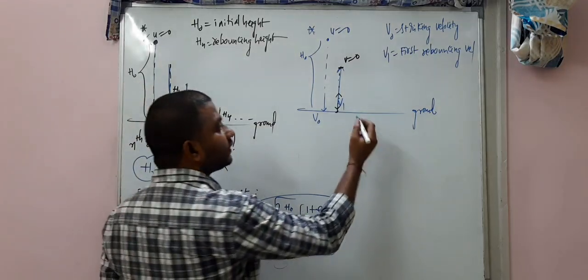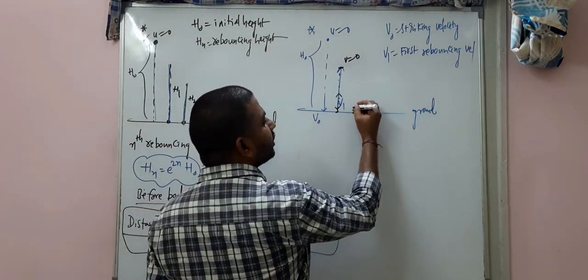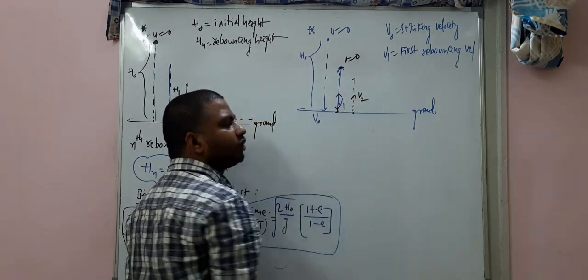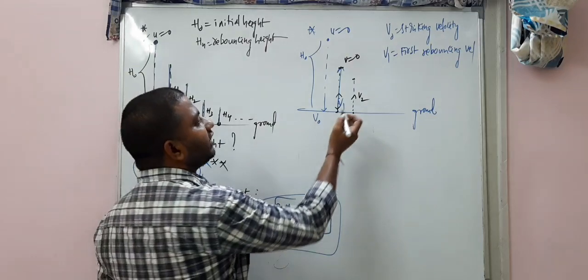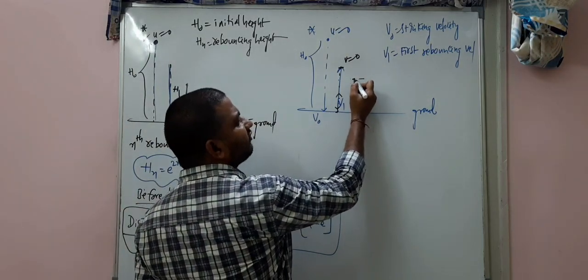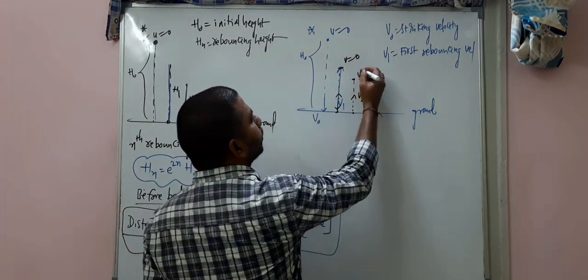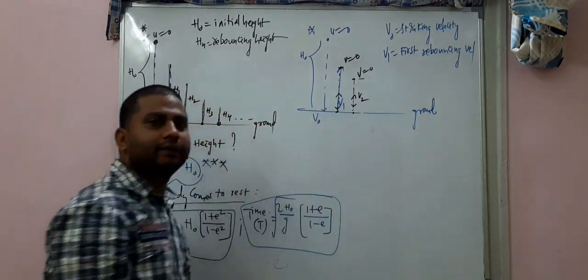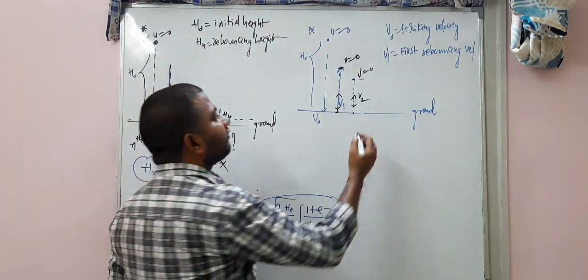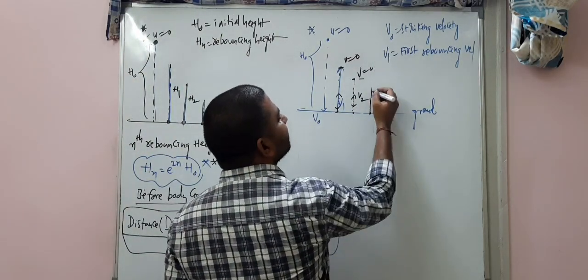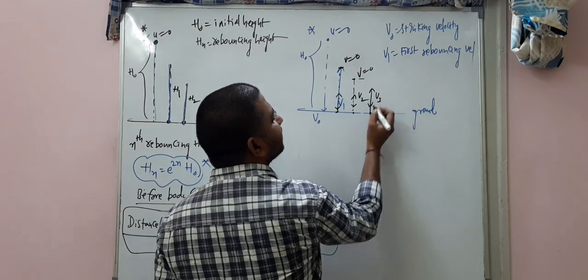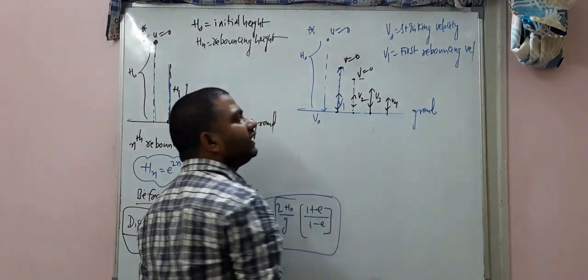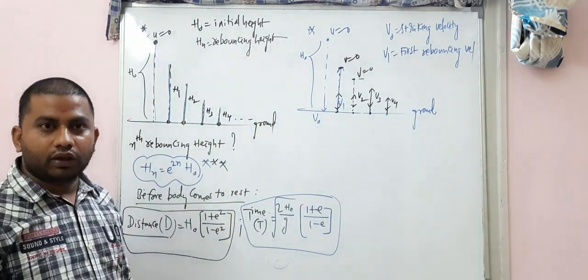Now there is another rebouncing velocity v2. It goes up with the same v2 and goes to the maximum height where the final velocity becomes 0, and comes back with the same v2 speed. Now the third rebouncing velocity also comes like this. This is the third rebouncing velocity and this is the fourth rebouncing velocity. It keeps going like this, right?